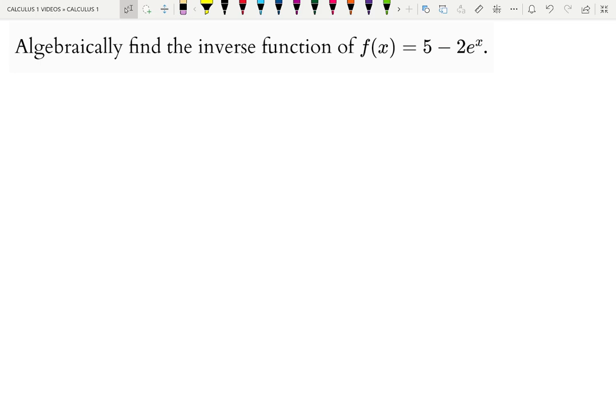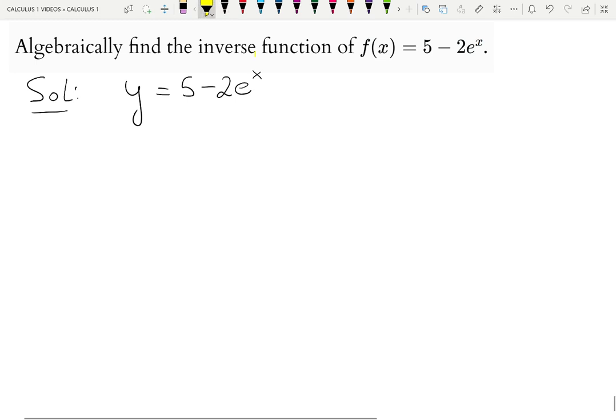Find the inverse function of f of x equals 5 minus 2 e to the x. Solution. Let me call f of x as y. I just like it, it sounds faster to say. y equals 5 minus 2 e to the x.